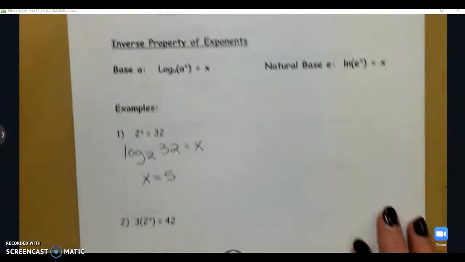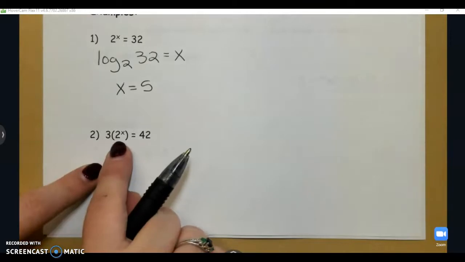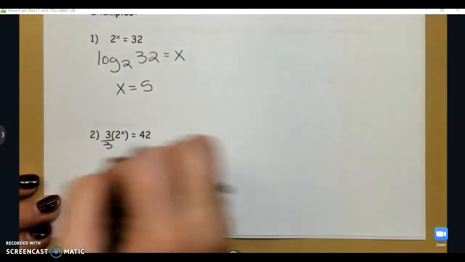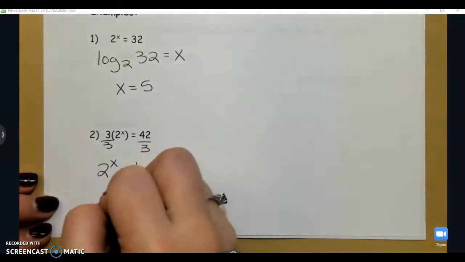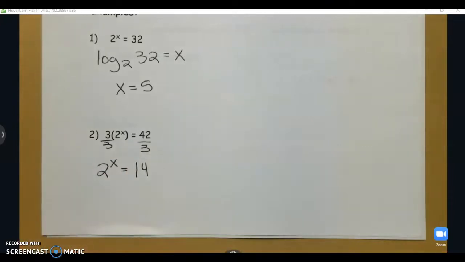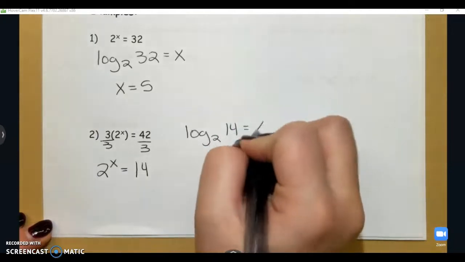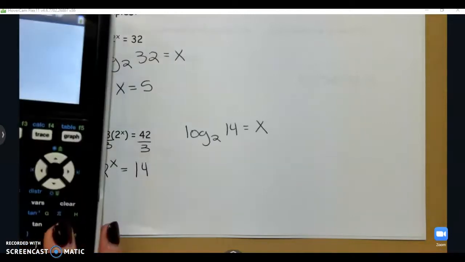If we go on to example 2, again, the first thing we need to do is isolate our exponential. Our exponential expression is 2 to the x. So what I need to do first is divide by 3 on both sides. And so I end up with 2 to the x power is equal to 14. Now, if I rewrite this as a log, that would be log base 2 of 14 is equal to x. Now, I don't know what log base 2 of 14 is right off the top of my head, so I need to use my calculator.